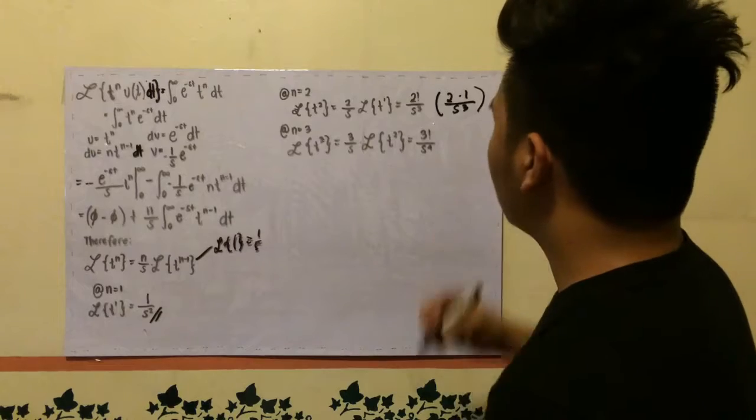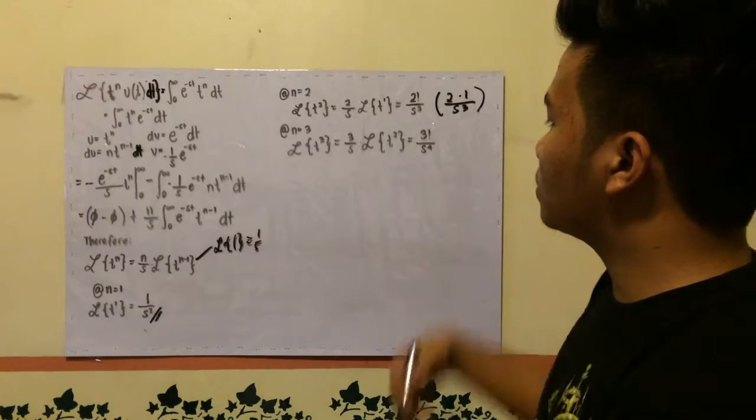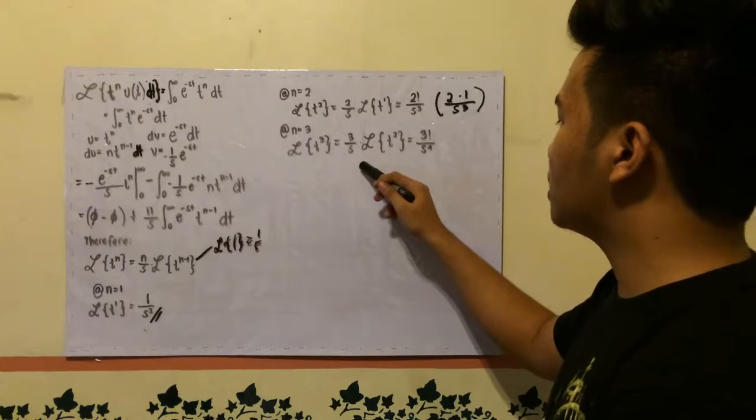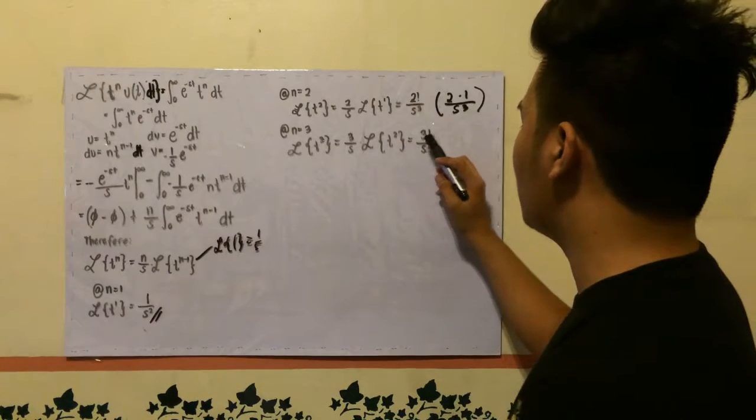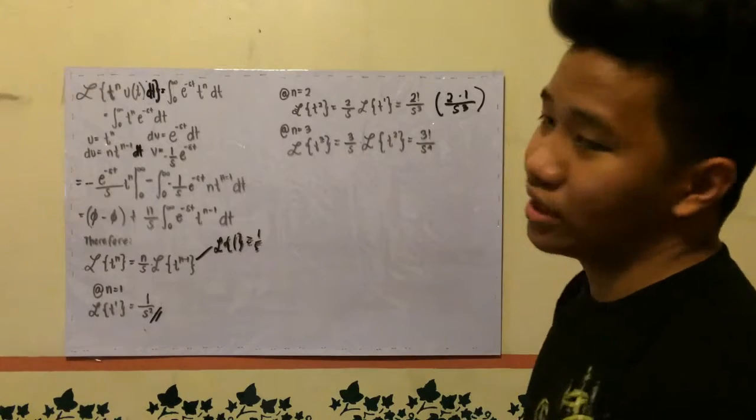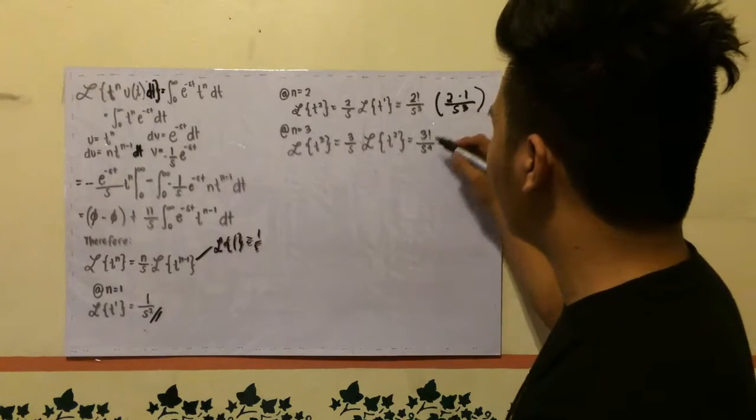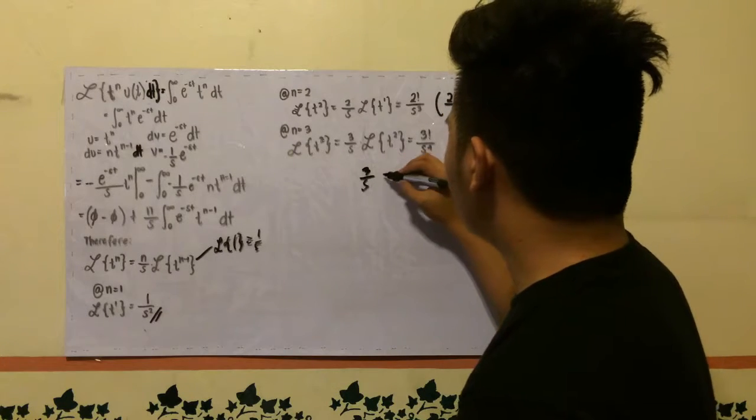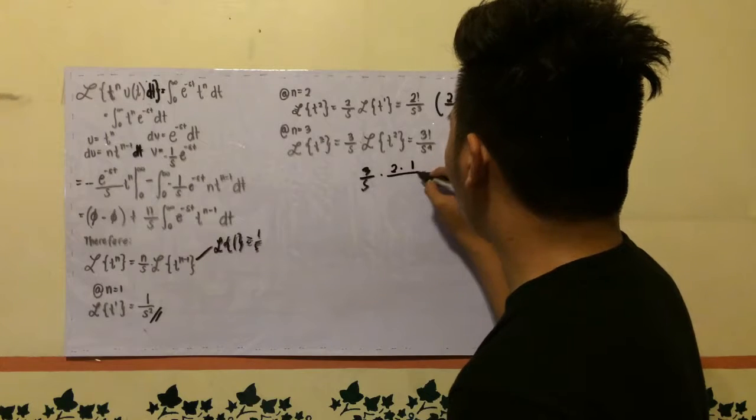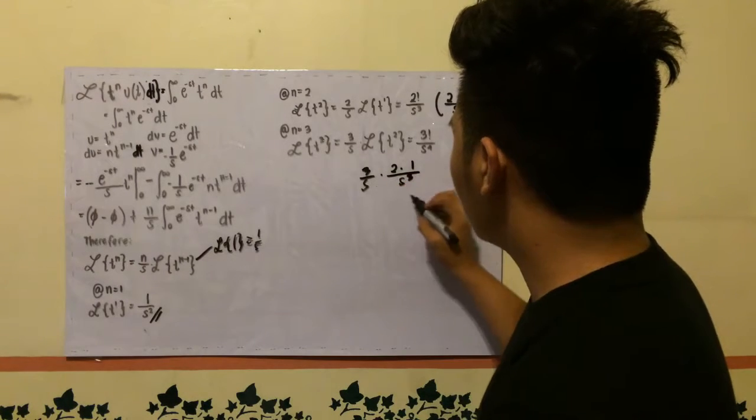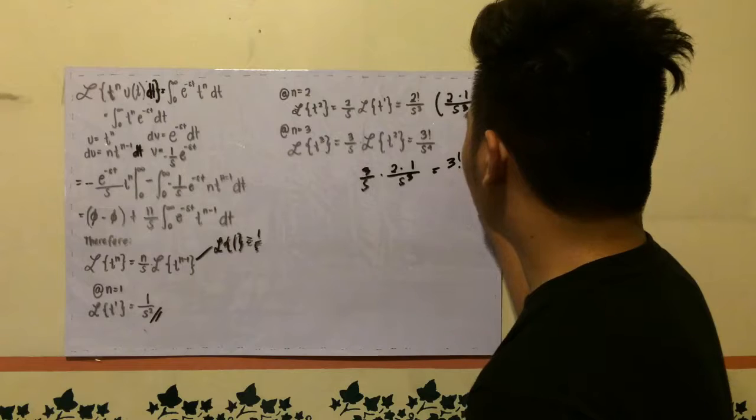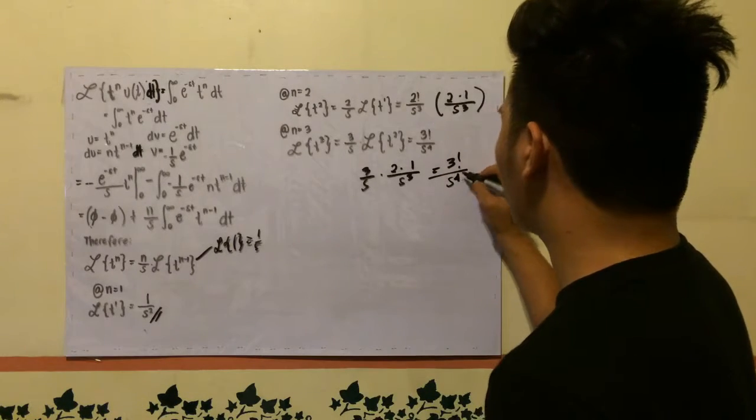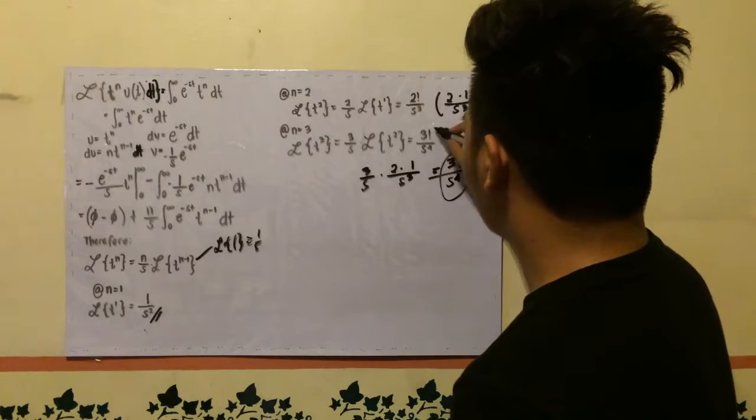And at n is equal to 3, the Laplace of t cubed is equivalent to 3 over s times the Laplace of t squared, which is equivalent to 3 factorial over s to the fourth. If you're wondering how this happened, 3 over s times the Laplace of t squared, which is 2 times 1 over s cubed. So 3 times 2 times 1 is equivalent to 3 factorial, over s times s cubed, which is s to the fourth. So this is the final answer for this term.